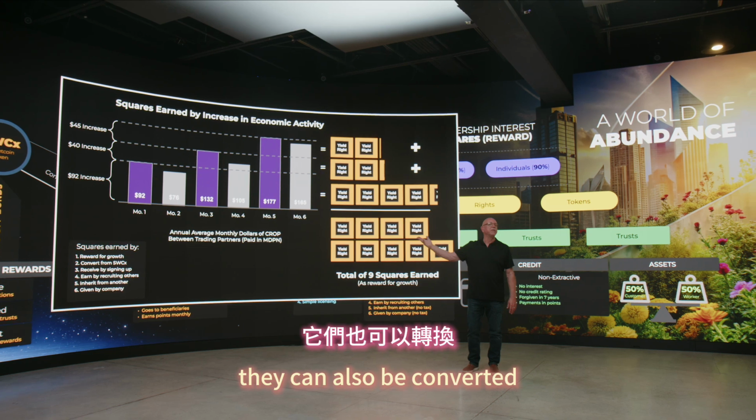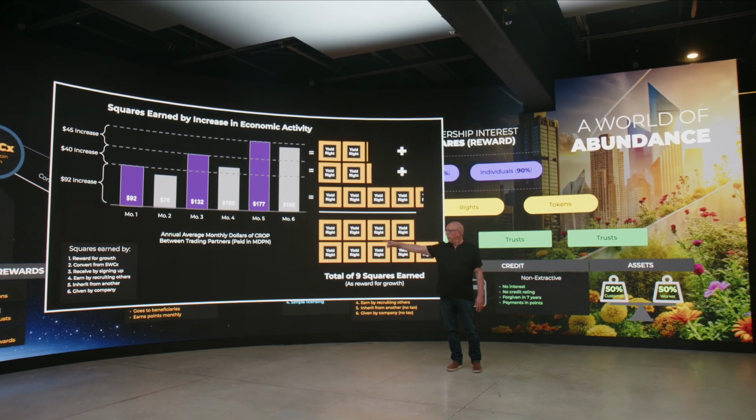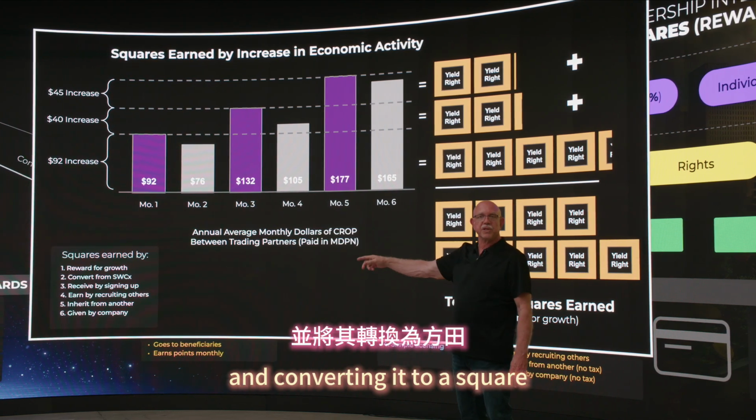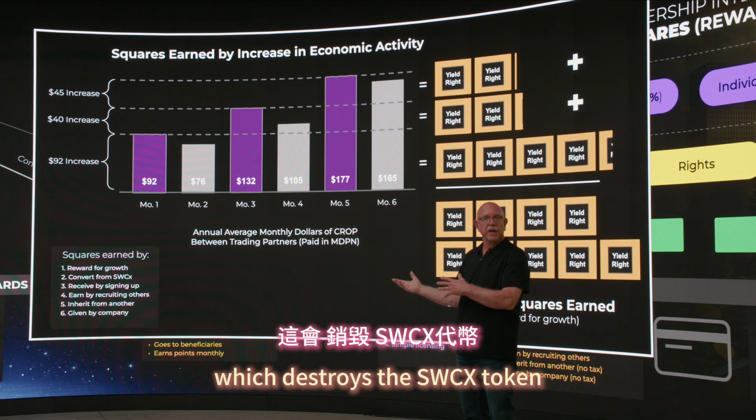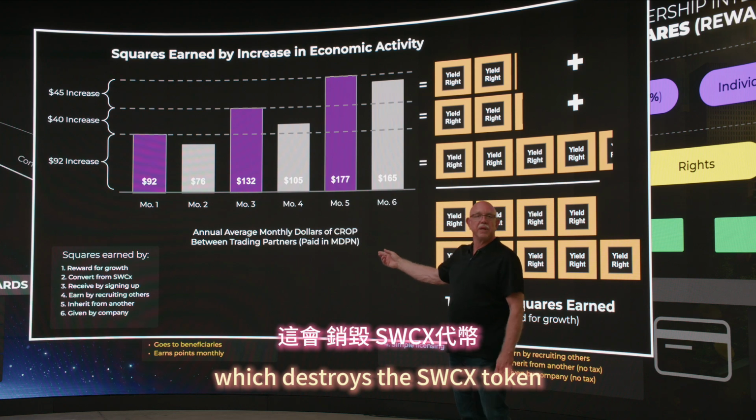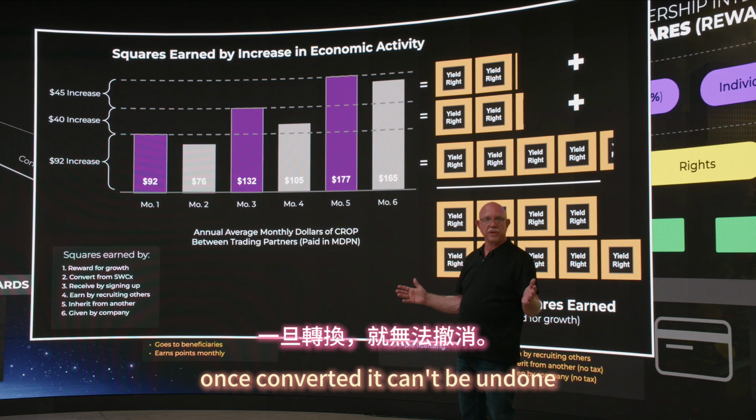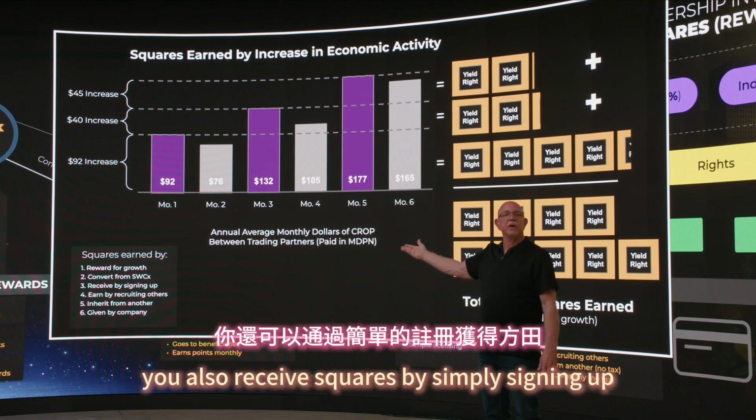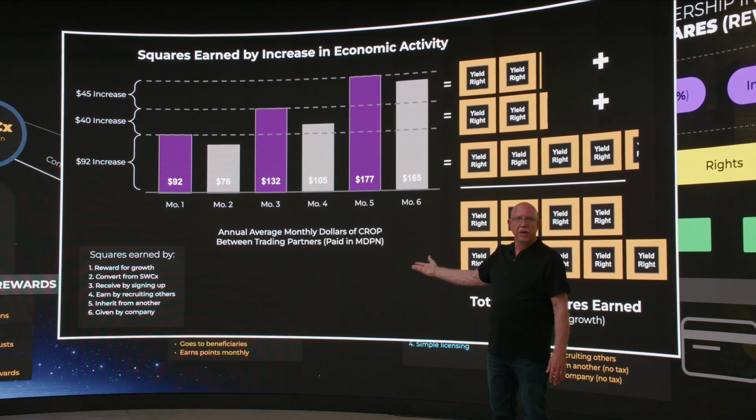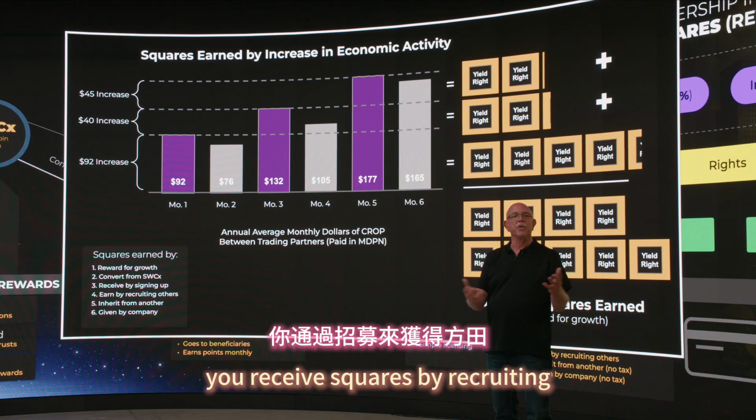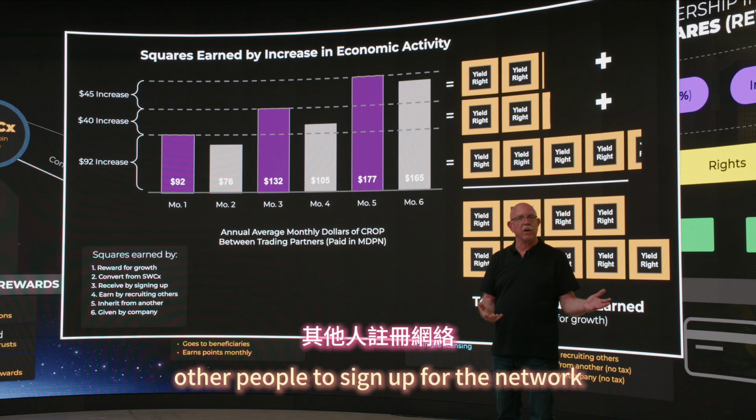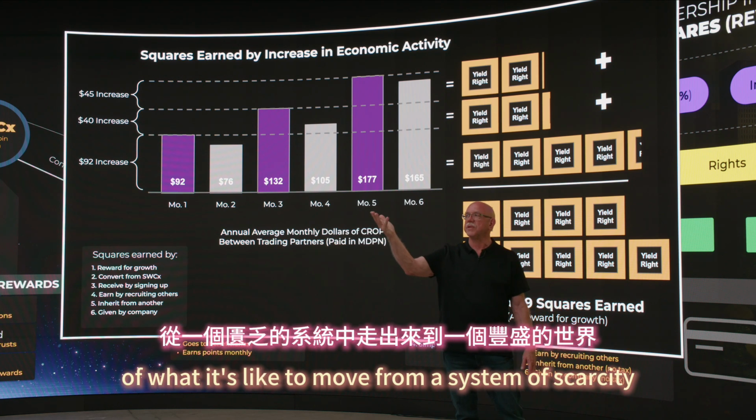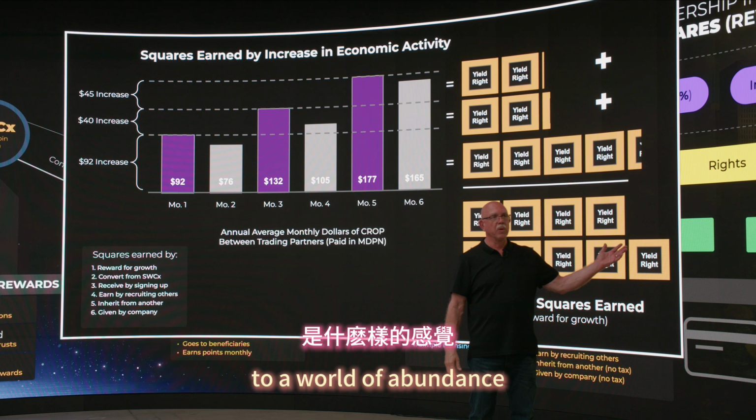They can also be converted as a result of taking an SWCX token and converting it to a square, which destroys the SWCX token. It can no longer be unconverted. Once converted, it can't be undone. You also receive squares by simply signing up. You receive squares by recruiting other people to sign up for the network, by telling them the good news of what it's like to move from a system of scarcity to a world of abundance.